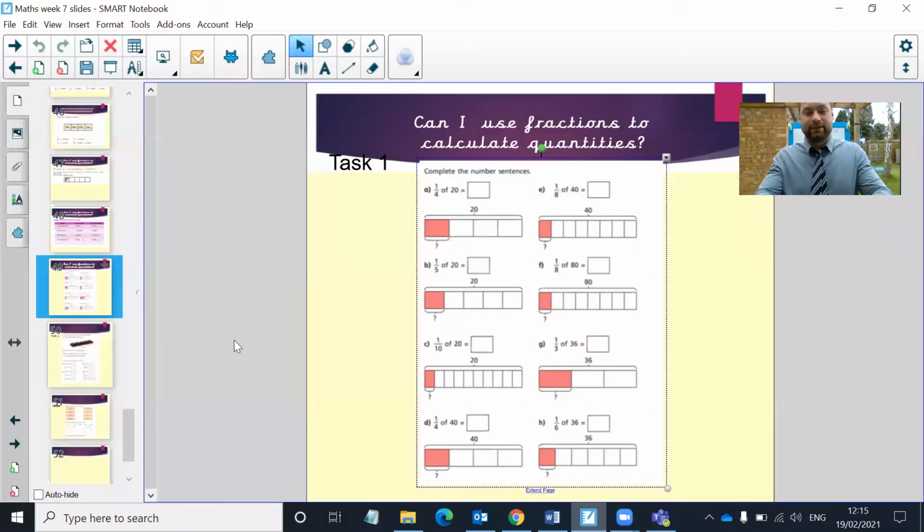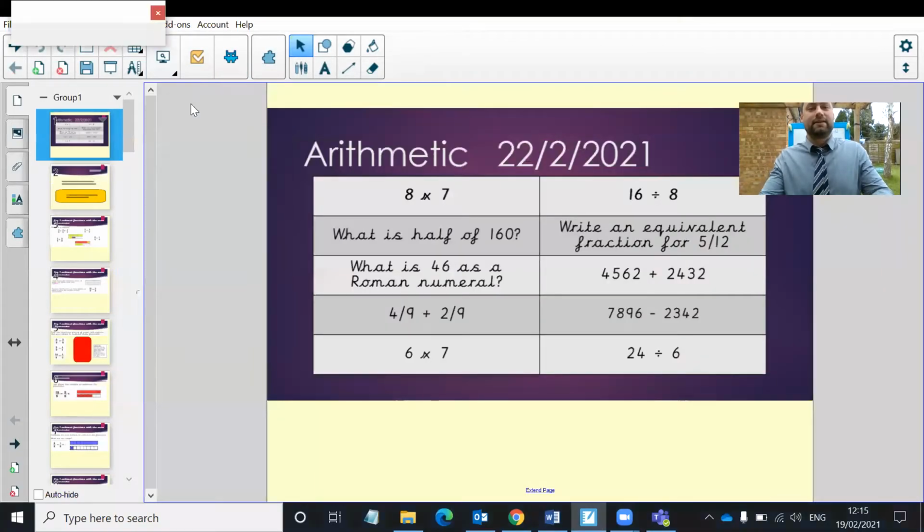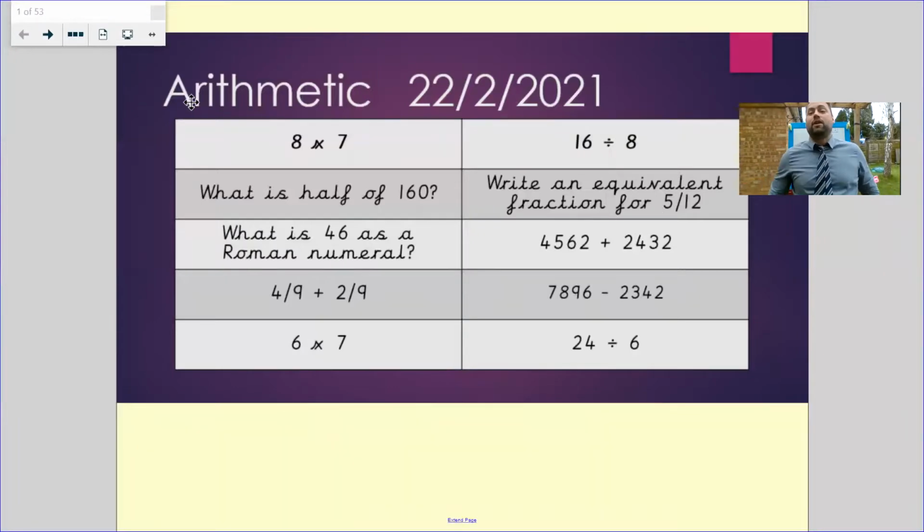Today, we're going to still be looking at fractions, but we're going to go more in depth into our subtraction of fractions. However, as always, the first thing that we need to do is our maths arithmetic questions. So on the screen, you can see today's arithmetic questions. You can pause the video now, and then we'll go through the answers once you're finished. So don't spend more than about 5 minutes on these, please.